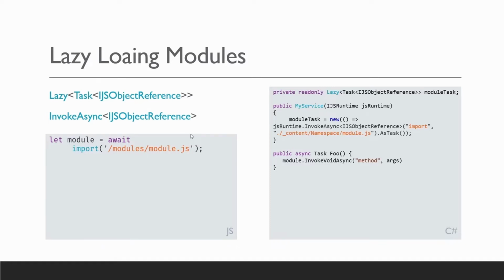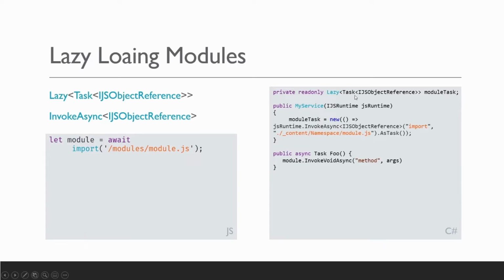To do this, we'll use the Lazy Task of an IJSObjectReference. And then we'll use InvokeAsync on that IJSObjectReference. What this basically does is sets up the code that you see below, where we're importing a module using the native API in the browser that is import and calls the module by its path. So the code you see to the right-hand panel here is the setup for lazy loading.